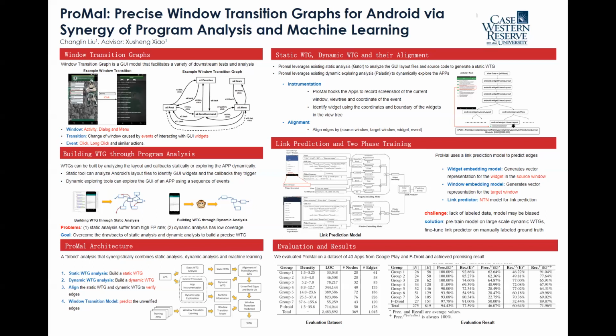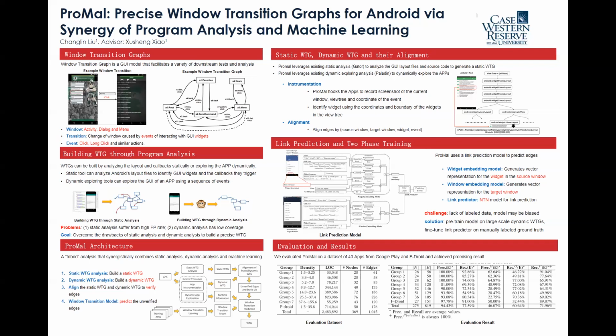Those tools are Gator and Paladin. Before the dynamic exploring, we instrument each app so that ProMal can hook the APIs to record screenshots of the current window, retrieve the view tree, and record the coordinate of the event. We identify the widget using the coordinates and the boundaries of the widgets in the view tree. To align the edges in the static WTG and dynamic one, we compare their source window, target window, widget, and event.